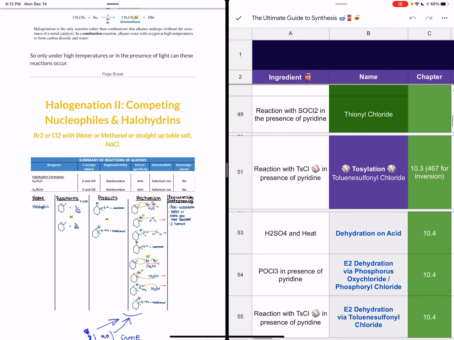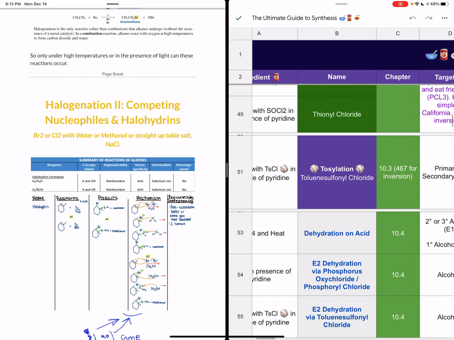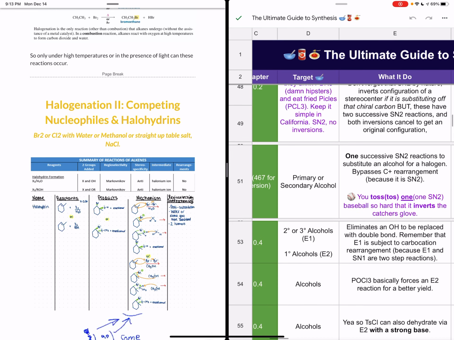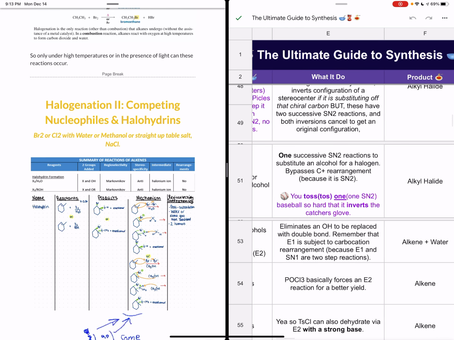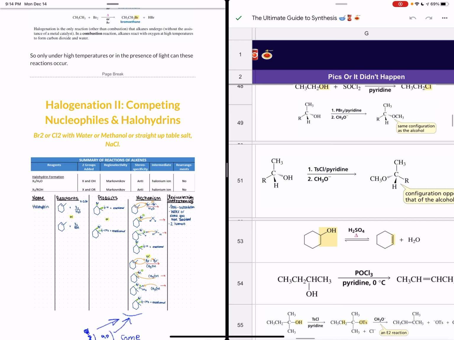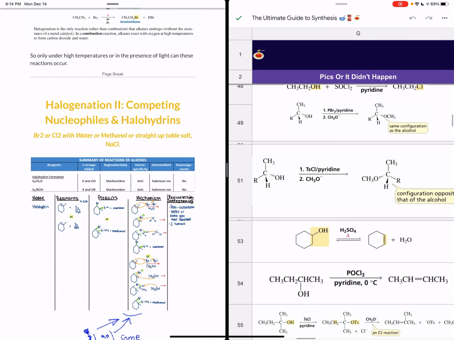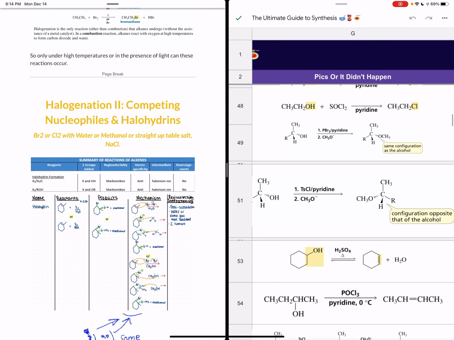Something called tosylation with toluene sulfonyl chloride will also work on primary or secondary alcohols, but it's one successive SN2 reaction to substitute an alcohol, okay? And you're bypassing carbocation rearrangements here because you're working with SN2, which are one-step reactions. The way I remember this is you toss one SN2 baseball so hard that it inverts the catcher's glove. So if you're working with TsCl, pyridine, and CH3O-, another nucleophilic attack, you are going to have a configuration here opposite that of the alcohol, okay?